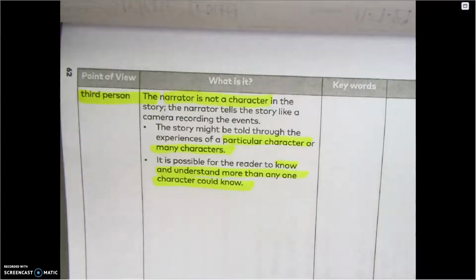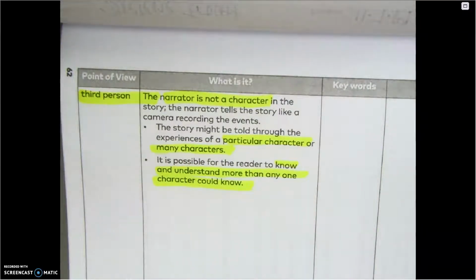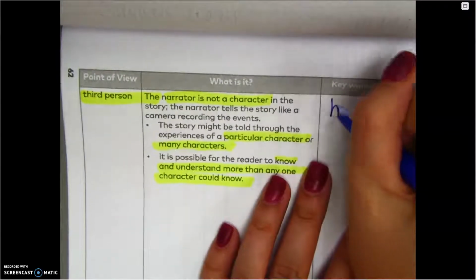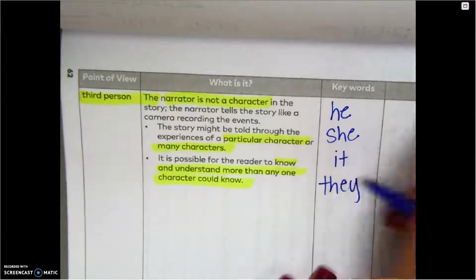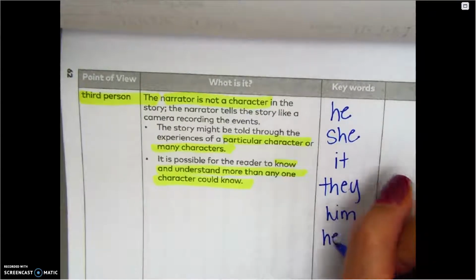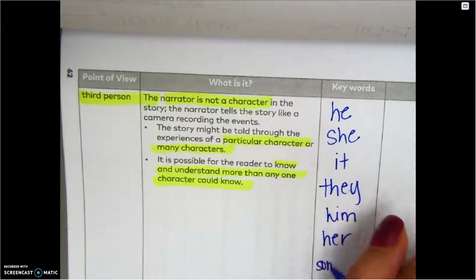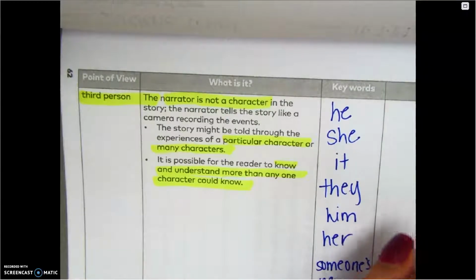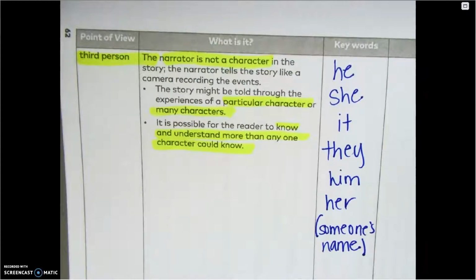Was it Josephine or Hortensia when the immigration speech started? Yeah. So in a third person point of view, you're going to get to see how everyone else is feeling and what they're saying. Does that make sense? Okay, and your keywords for that are he, she, it, they, him, her, and there's more. If you have someone else's name, that's all keywords to a third person.